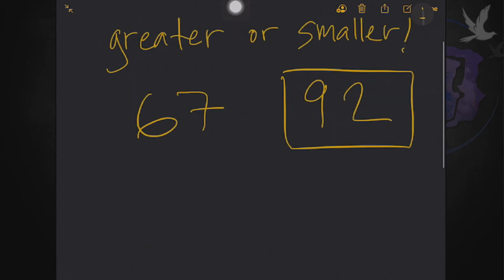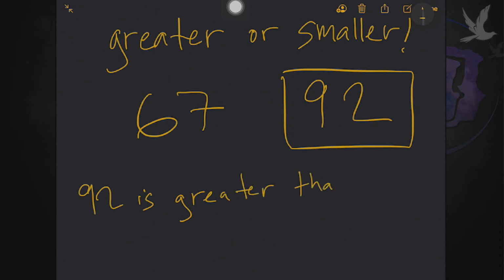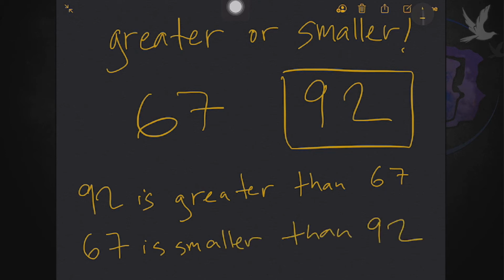Okay, so this number is greater. We can now say that 92 is greater than 67, while 67 is smaller than 92. Okay, I hope that you were able to get it right.